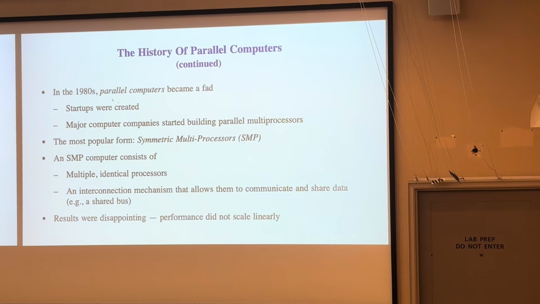All right. So in the 1980s, there were parallel computers, and it became a hot trend. There were startups and major computer companies that started building these parallel multiprocessors. The most popular form was symmetric multiprocessors. Every processor, every core, is equivalent; they are equal to each other, so that's why it's called symmetric. It consists of multiple identical processors and an interconnection mechanism that allows them to communicate and share data.